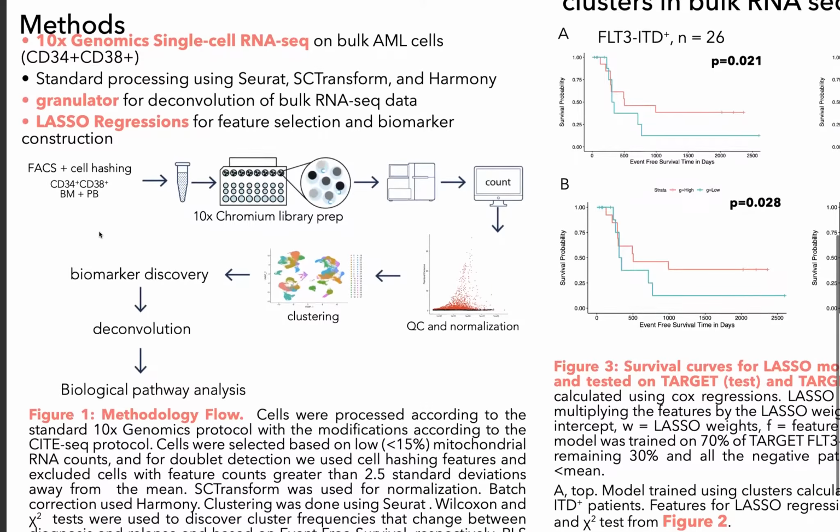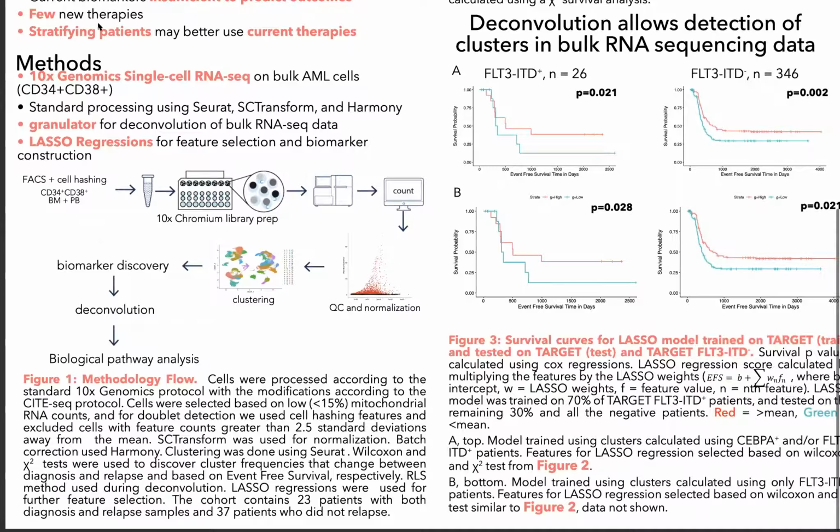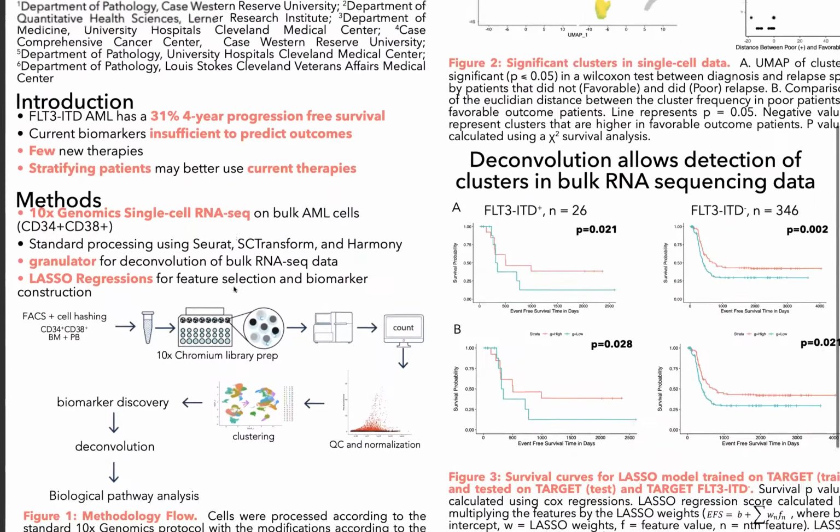So what we did is we used the 10x Genomics single cell platform on bulk AML cells, so the CD34, CD38 positive cells. We did standard processing with Seurat, SCTransform, and Harmony for batch correction. We then did some filtering on the clusters to select clusters that most impacted survival. We used an in silico deconvolution tool to deconvolute the clusters from single cell RNA-seq to bulk RNA-seq, and then looked at some pathway analyses.